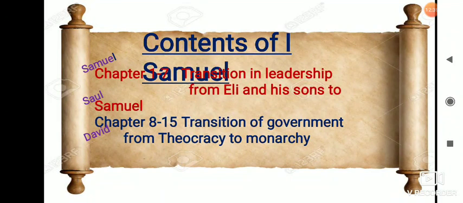Chapters 8 to 15. These chapters focus on Saul, the first king of Israel. Here we find the account of transition from one form of government to another: theocracy, God's kingly rule over his people, a country run by God, to a monarchy, a country led by human royalty.